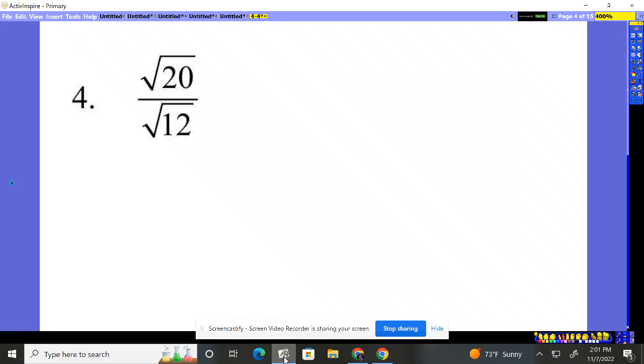All right, number 4. As soon as I have this, I'm like, hey, what can they both be divided by? They both can be divided by 4, it looks like to me, which will put what? Square root of 5 over square root of 3. I like to go ahead and simplify them first.